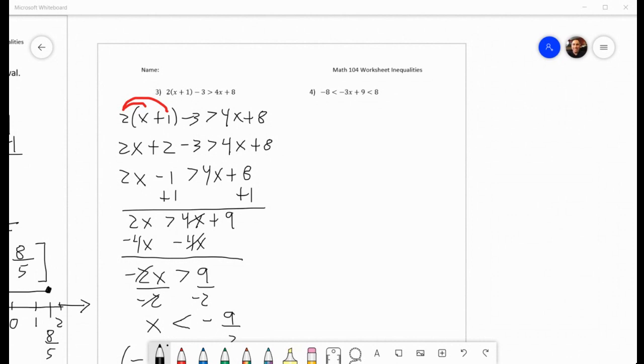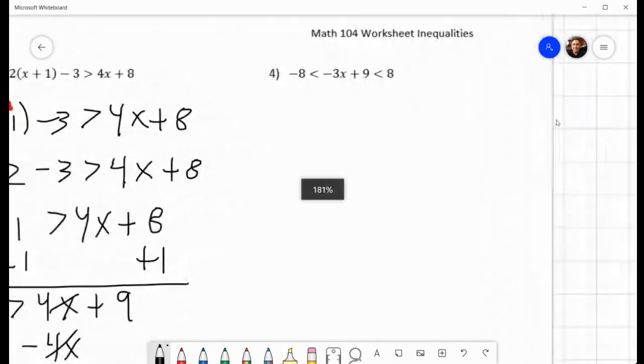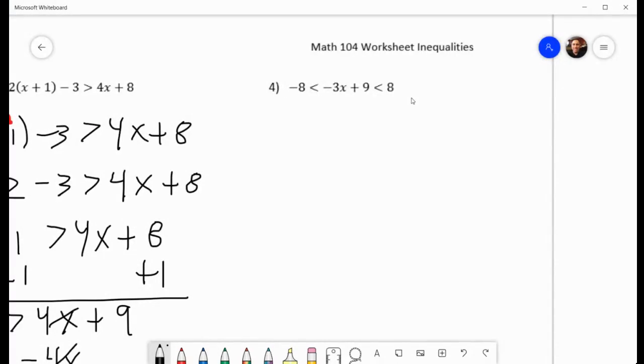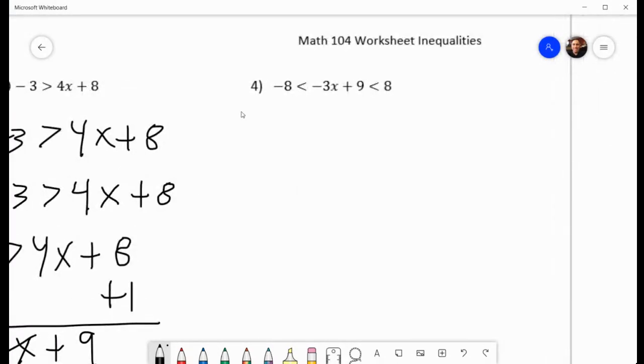Okay, so I'm going to do this one, number 4 now. When you have something like this, you have two inequalities. That's called a compound inequality. What's nice about it though is that you solve both inequalities at once. So that's what's good about it.